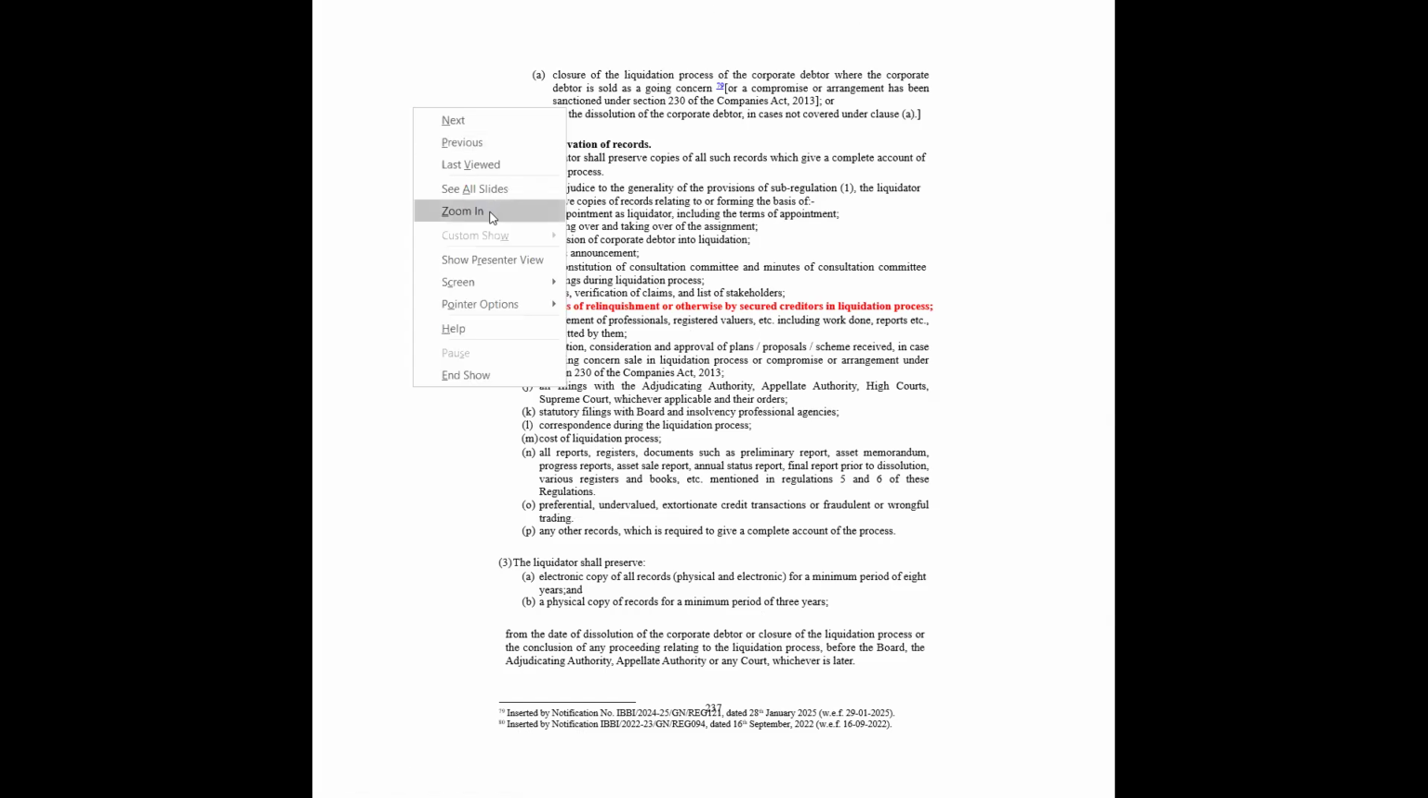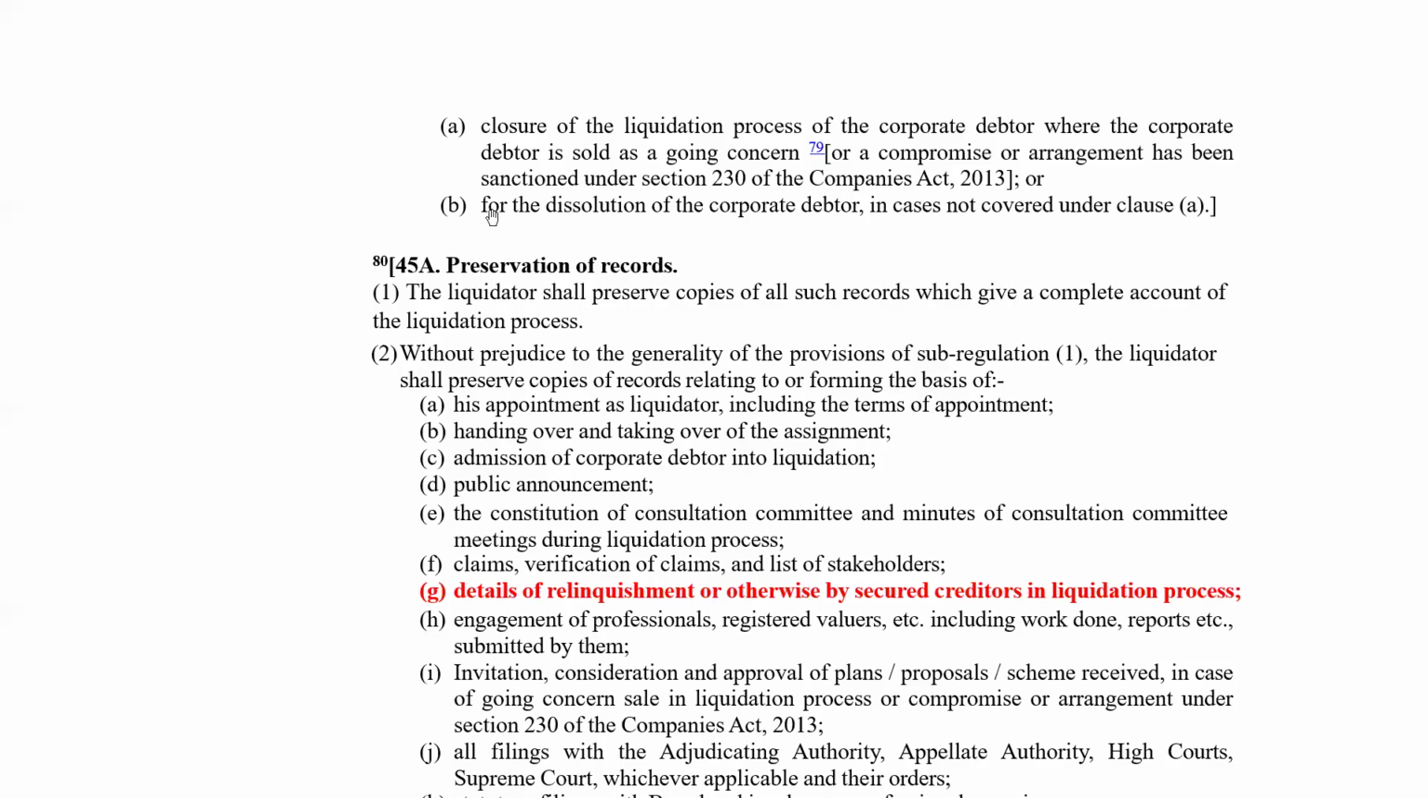So, suppose there could be three fallouts of the liquidation. Number one, all the assets have been sold, liquidated, and the company is closed, right? So, in that case, there will be dissolution. Second scenario, there is a possibility of compromise or arrangement. So, then also the company will go on. Third is when it is sold as a going concern, then also it will continue. So, there are two situations in which it will continue. Where the corporate debtor is sold as a going concern, the management will change, but the company will continue to exist.